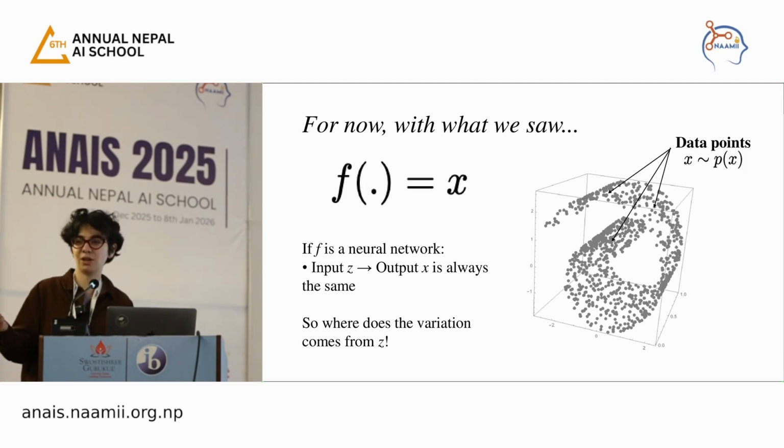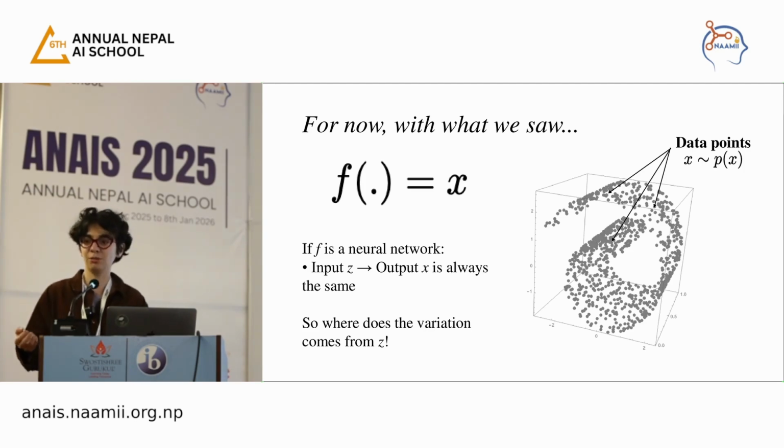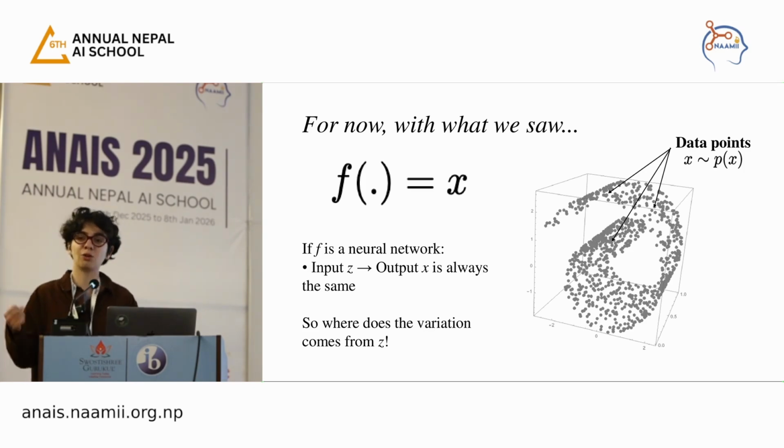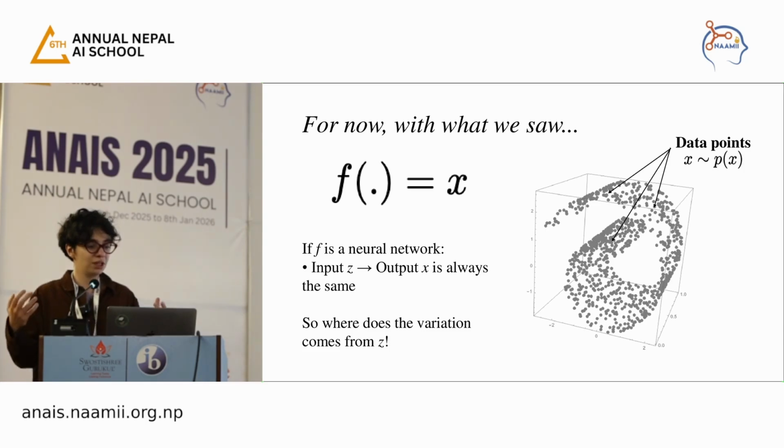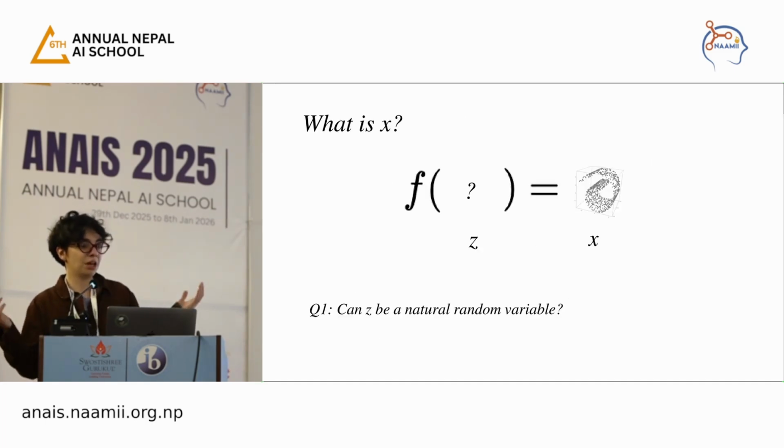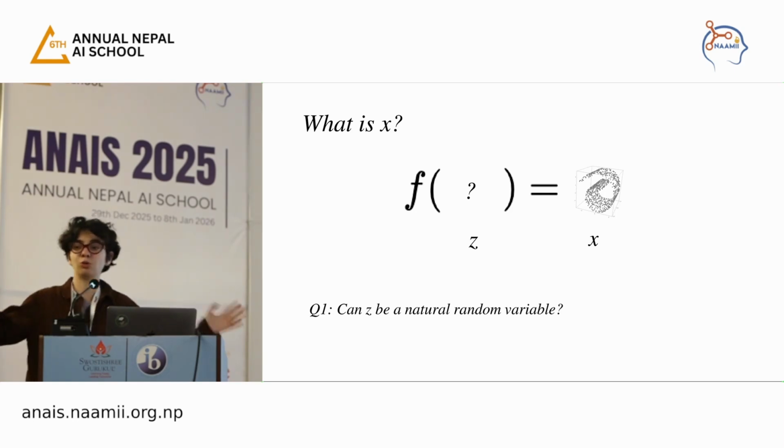But then, if F is a neural network, given the same input each time, it will spit out the same output, right? So we really have to think what is the input of this neural network in order to be able to spit out whatever probability distribution that we want it to be. So, let's say Z is the input of our neural network and X is the distribution that we're trying to learn. I'm asking myself, can Z be a natural random variable, for example, like 1, 2, 3, 4, because I know how to generate this. I have my PyTorch library. So can it be that?